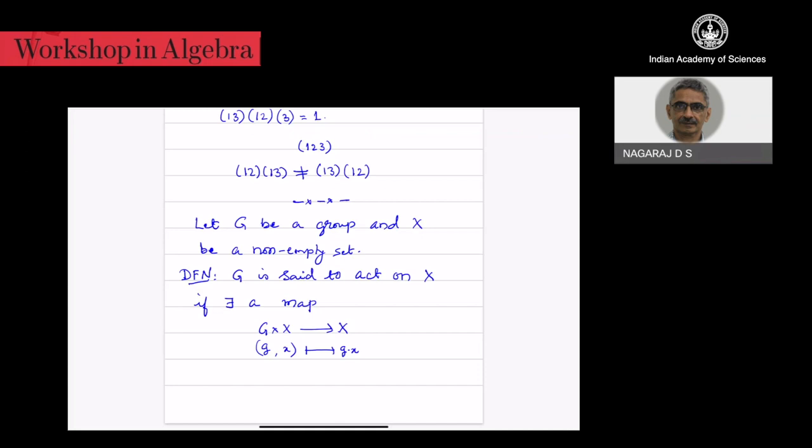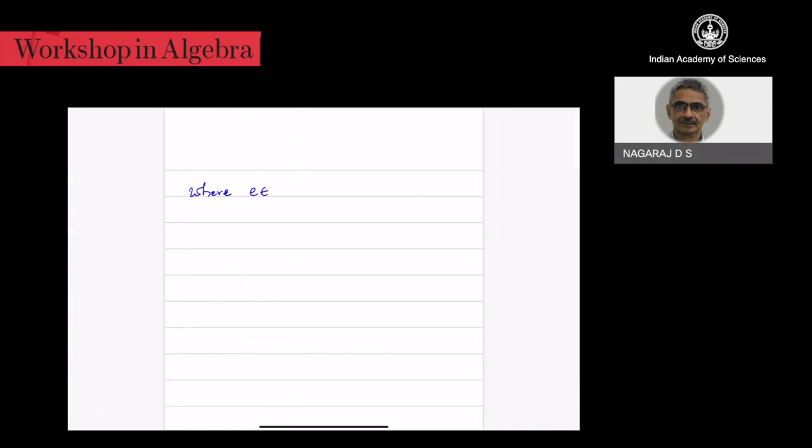Okay. So G is said to act on a non-empty set X if there is a map like this satisfying two properties. One is, see, a group has an identity element, so look at its action: e times x equals x for all x in X, where e belongs to G is the identity element.